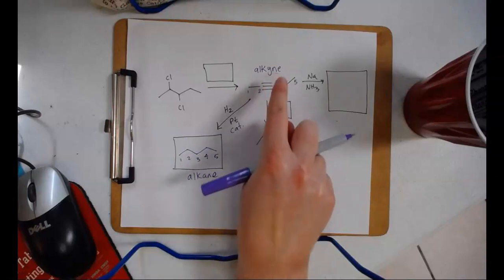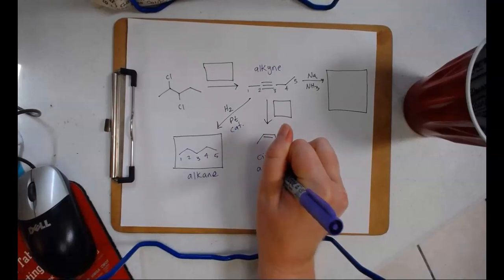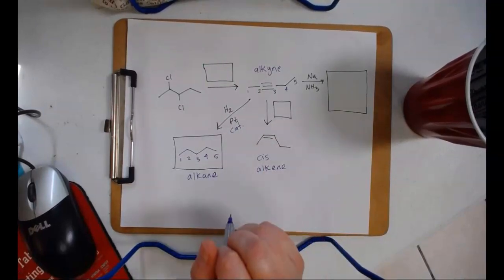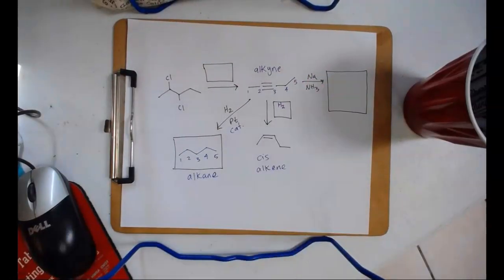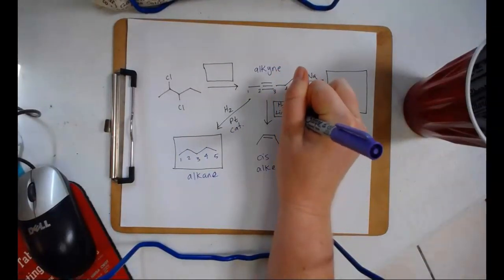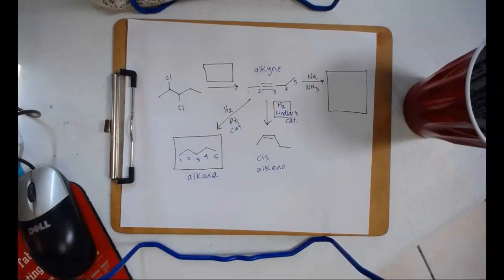To go from our alkyne to our cis alkene, we know that we need to add some hydrogen to this. And the catalyst we want to use for this should be our poisoned catalyst. So I'm going to put Lindlar's cat to create that cis alkene.